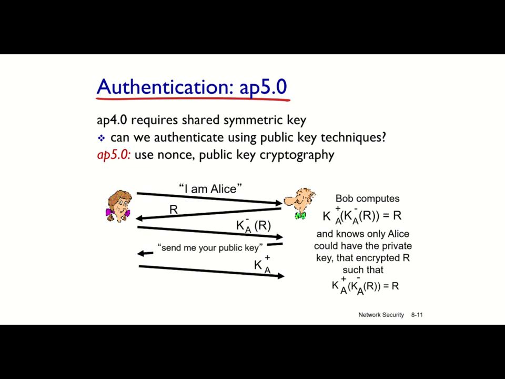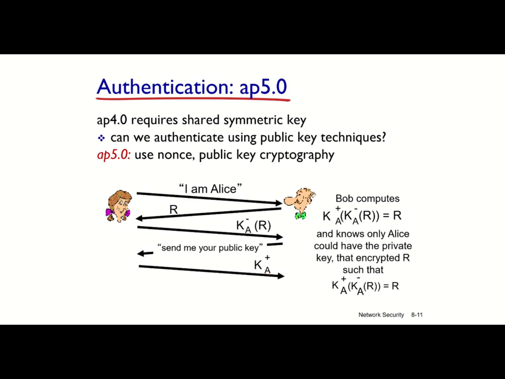we use the idea of the nonce, but we use public key cryptography instead of symmetric key cryptography. As you see in this figure, after Alice claims that she is Alice, Bob replies with the nonce, and then Alice, who has a private key, encrypts R with her own private key and sends K_A^- of R to Bob as a reply. After that, Bob asks her about her public key, and then she replies with her public key.